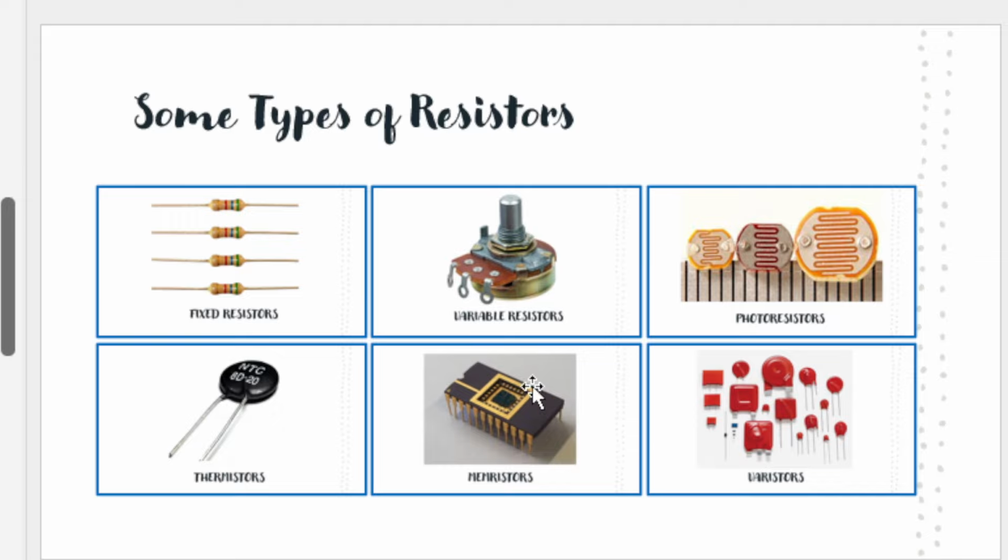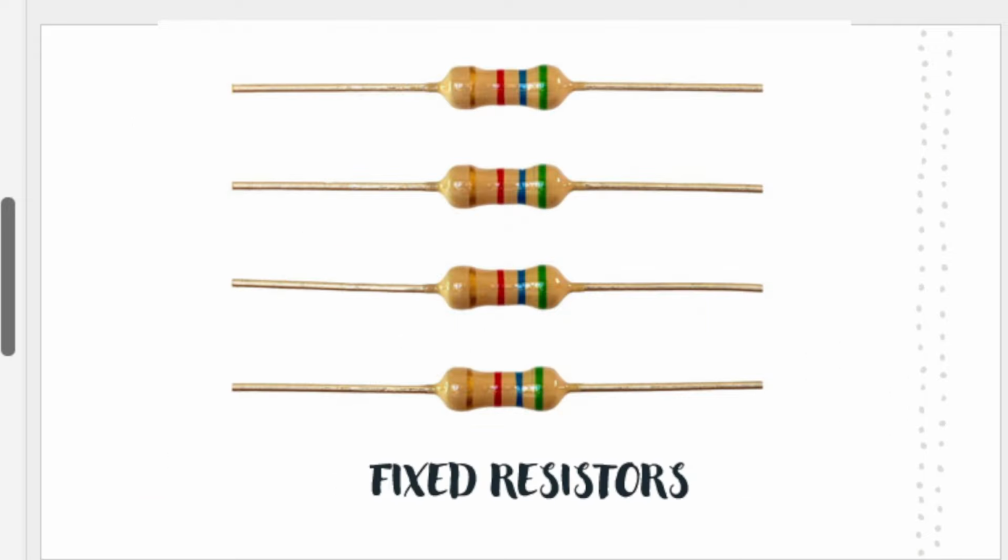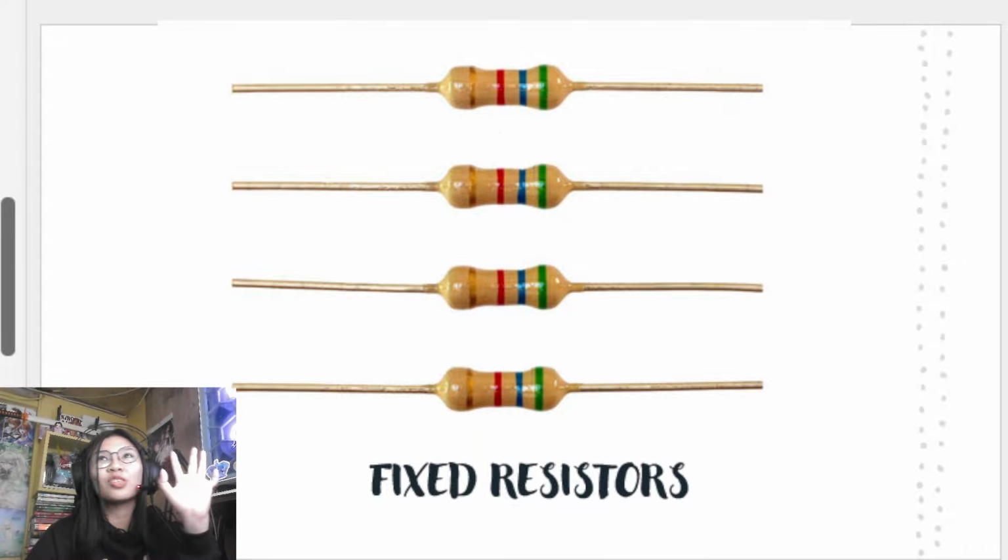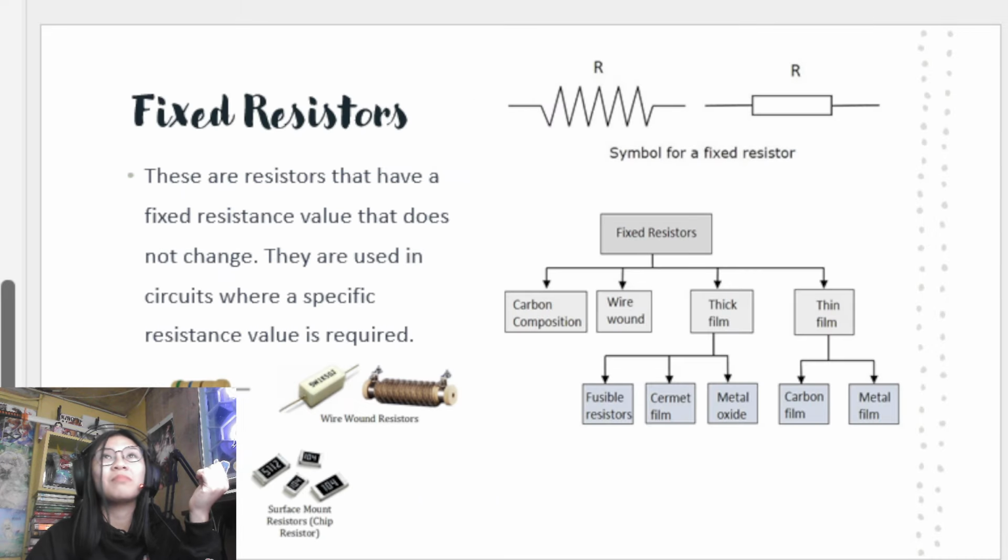Kani-a ako i-introduce. So first, we'll go to the fixed resistor. This is something like this. As you can see, this is a carbon fixed resistor. As you can see, naa sya'y mga colors. And those colors are not just for aesthetic purposes. It is not just for design. It actually has meaning. Okay, so I will not dive deep into this, but yes, naa sila'y meaning ana. So fixed resistors have a fixed resistance value that does not change. Fixed na gali.